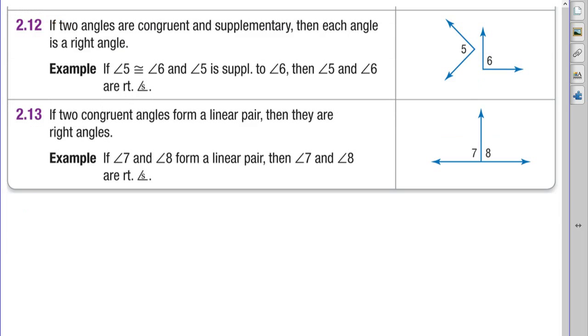angles. Theorem 212, this one, again, it's not super obvious, but not crazy. I think if you were working with numbers in a drawing, you wouldn't have to think so hard. It would make more sense, but sometimes it's kind of complicated with just the words. But what we're saying is this: we have two angles that are both congruent to each other and supplementary. If that's the case, each angle is a right angle. And I'll come back to this in a second. And then 213, if two congruent angles form a linear pair, then they're right angles.